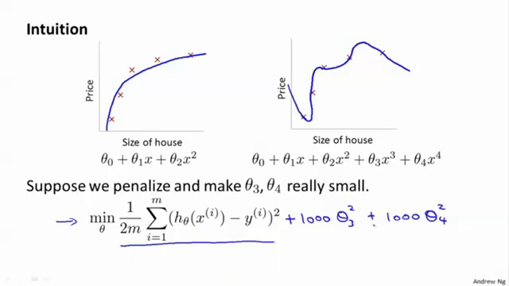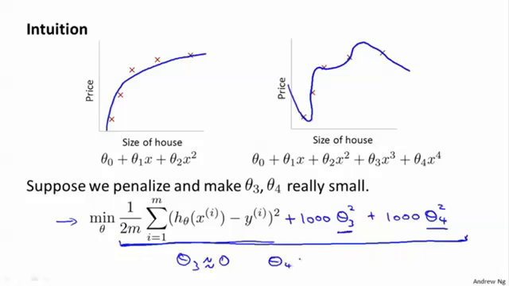Now, if we were to minimize this function, the only way to make this new cost function small is if theta 3 and theta 4 are small, right? Because otherwise, if you have 1000 times theta 3 squared, this new cost function is going to be big. So when we minimize this new function, we're going to end up with theta 3 close to 0 and theta 4 close to 0. And that's as if we're getting rid of these two terms over there.